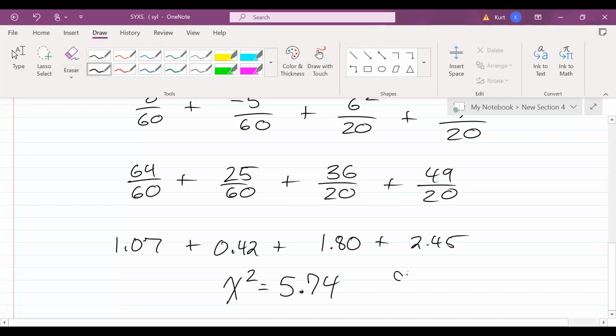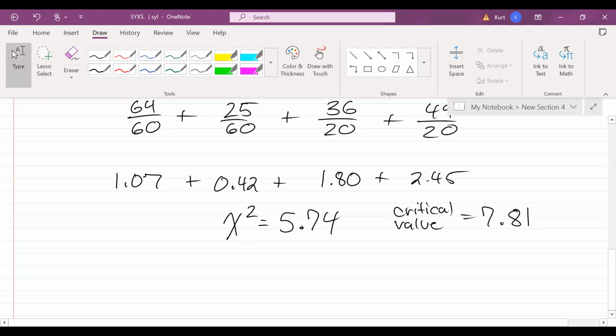So the critical value is 7.81. That was step four. You compare chi-squared to the critical value. Now, step five, we accept or reject. The null hypothesis simply means that there is no anomaly, no problem with your setup. Everything is copacetic. Your outcomes are statistically acceptable.